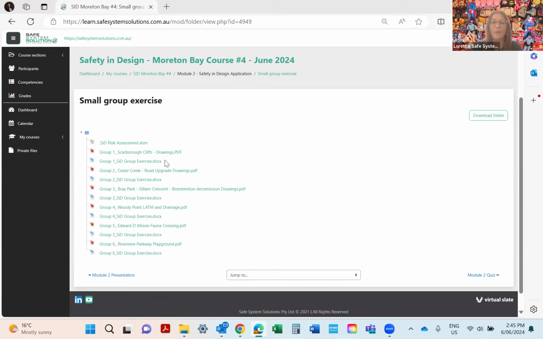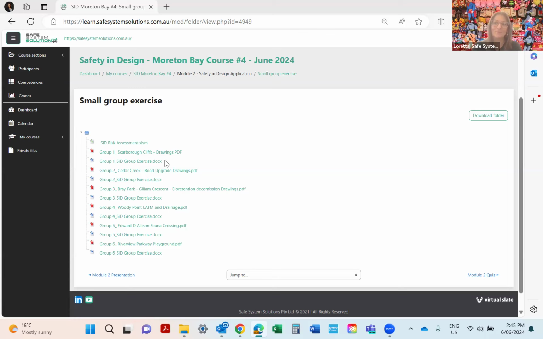Paul and Marco might pop into your rooms just to check in, but also what you need to remember is you need to either volunteer yourself or volunteer someone in the group to speak afterwards when we come back into the main room. Someone from the group does need to share their screen and talk through the results basically.